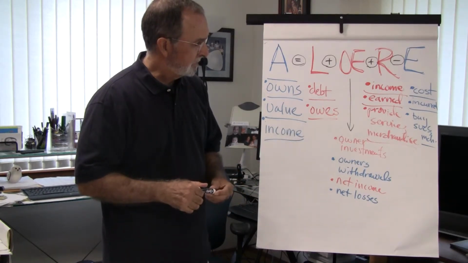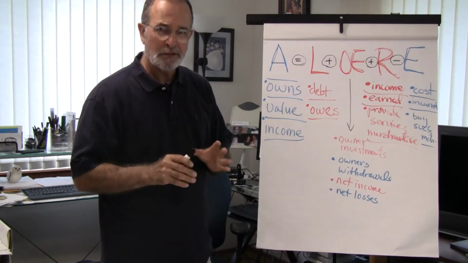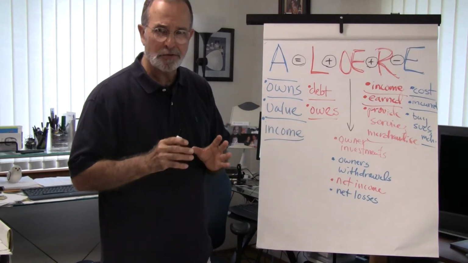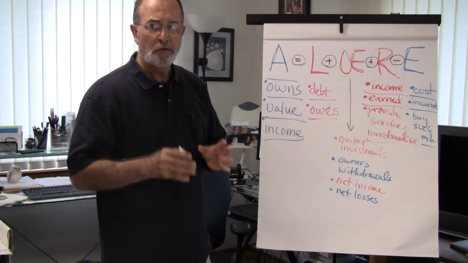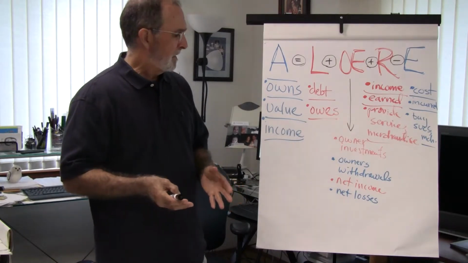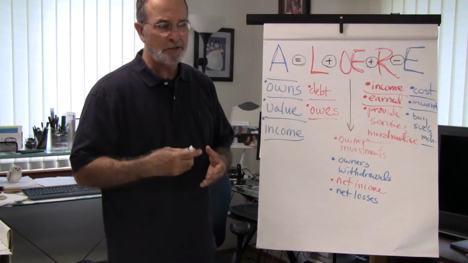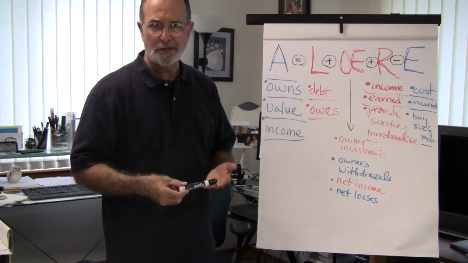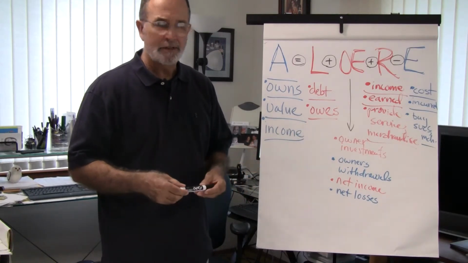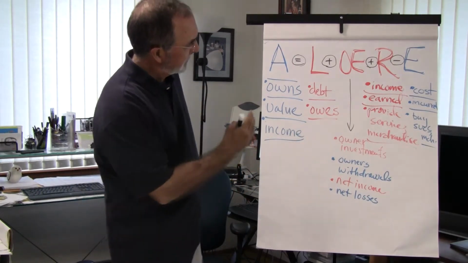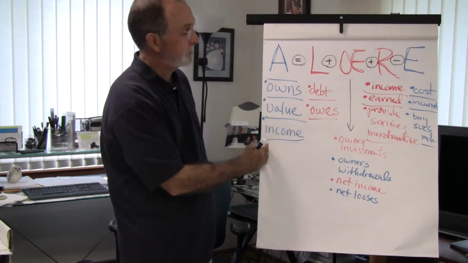Because after all, we're talking about for-profit businesses, we're not talking about non-profits or not-for-profit organizations generally. Businesses are usually in existence to sell either services or a product, or both, at a profit. Okay, so assets are on the left side of the accounting equation.